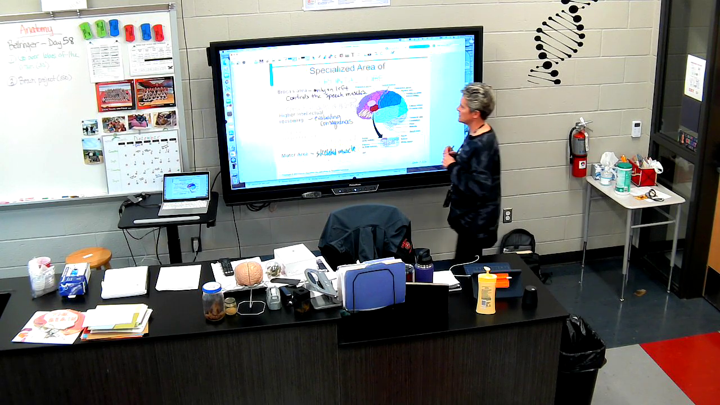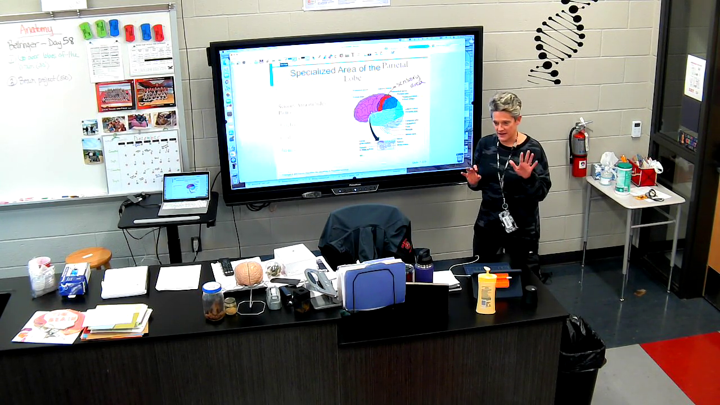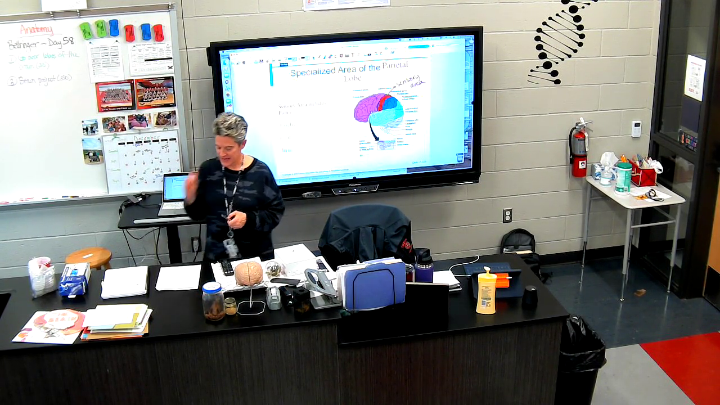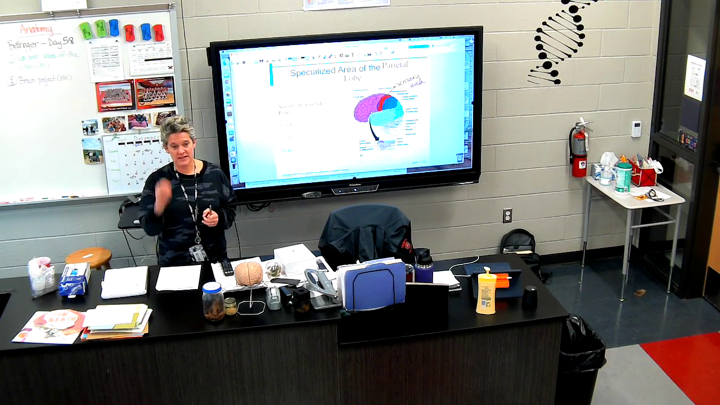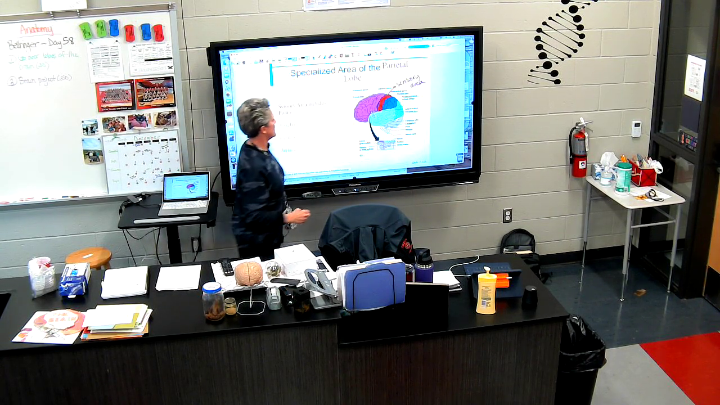Okay? All right, so now let's move to the parietal lobe. Notice on your chart, I have the sensory area in bold. You have to label the sensory area. I'm going to show you where, well, there it is. It's already labeled on there.